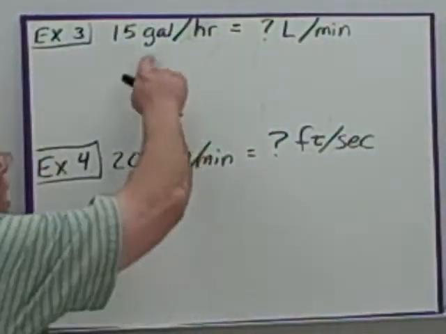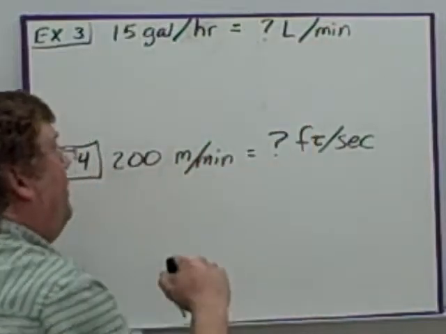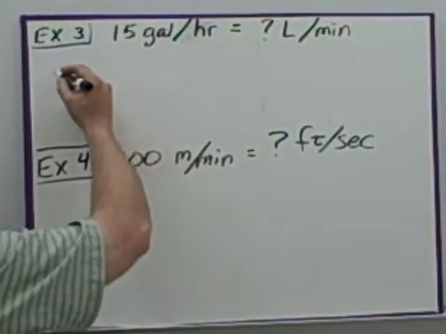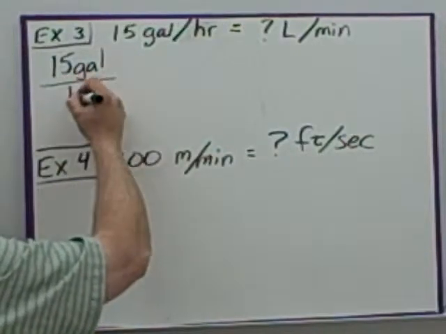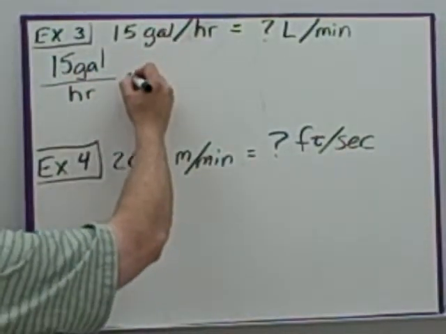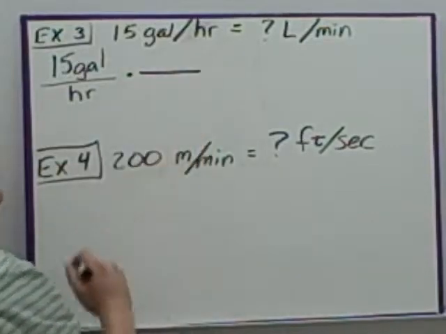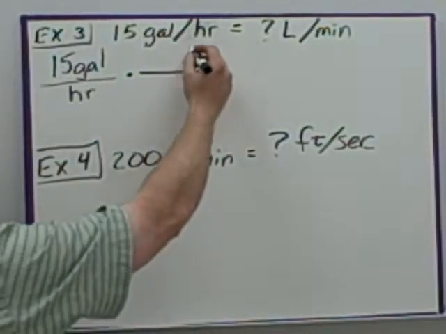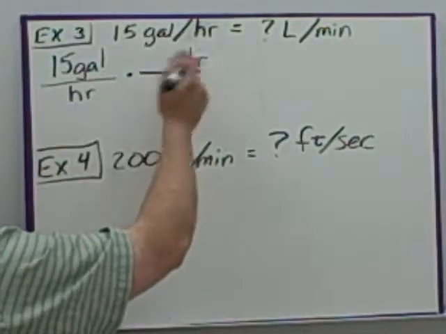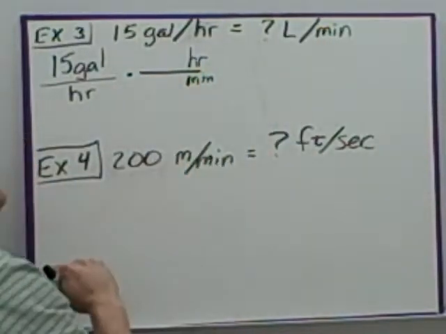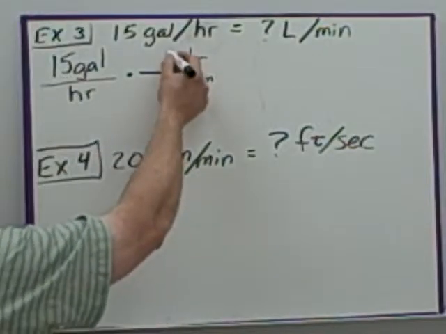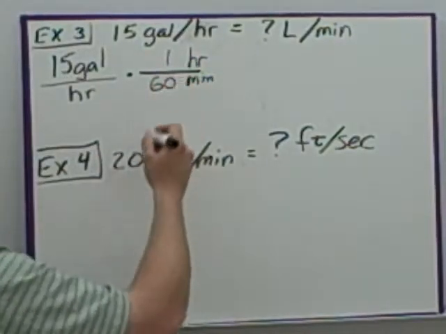All right, now we're going from gallons per hour to liters per minute. Again, both the top and bottom are changing. We start with the 15 gallons on the top, hour on the bottom. Let's convert the time first because that's easiest to think about. We know we want hour on top because we want the hours to cancel. We're going to want minutes on the bottom because we want the minutes to be on the bottom at the end here. And 1 hour is 60 minutes.